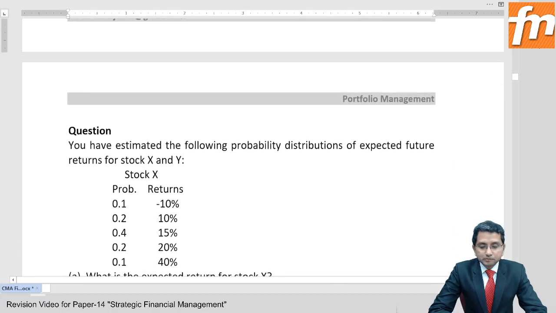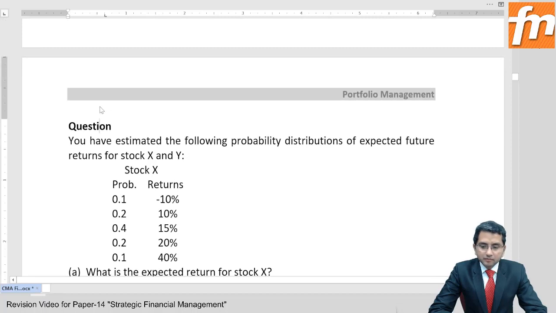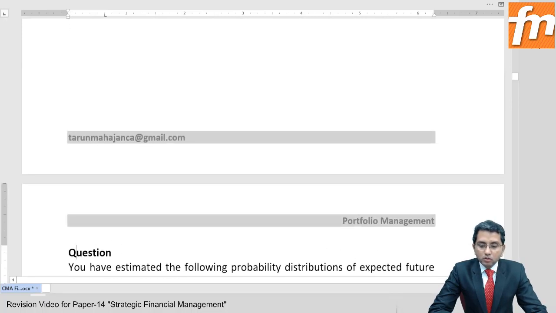So choose the security with lower CV. Okay, right. Let's have one more question quickly.